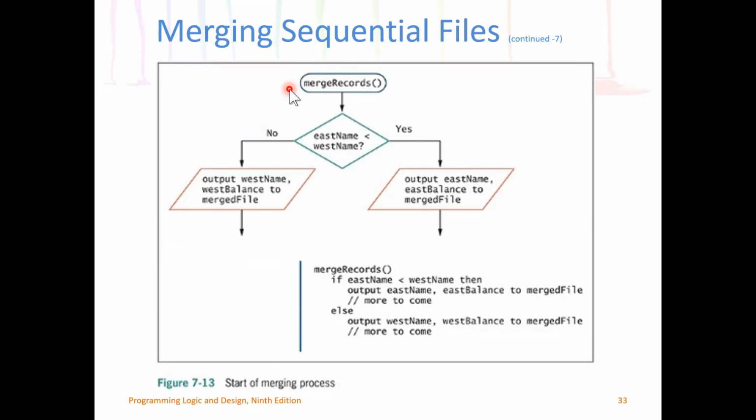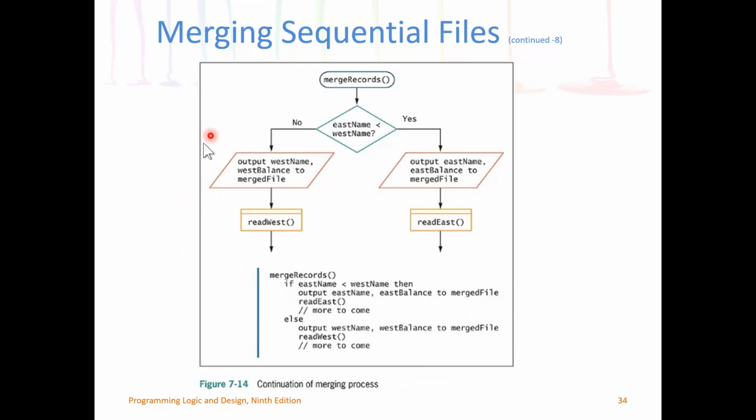So merge records. All merge records does is, if the East name is less than the West name, if that's true, then we're going to output the East name and the East record to the output file. If this is false, we're going to output the West name, okay? So that's going to decide which record needs to be written out. And here's the pseudocode. If East name is less than West name, output East name, East balance to merged file. Else, output West name, West balance to merged file. So that's going to decide which of the two records has to be written to the file next.